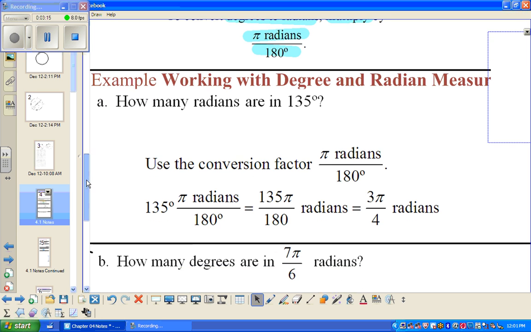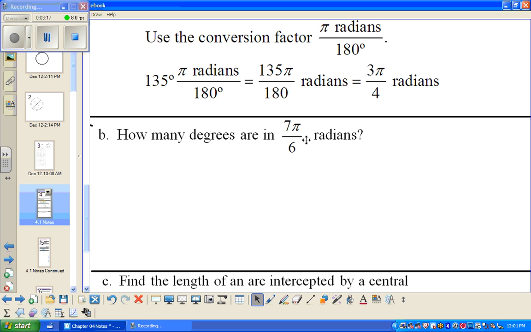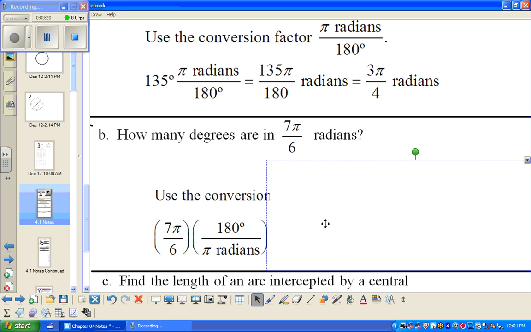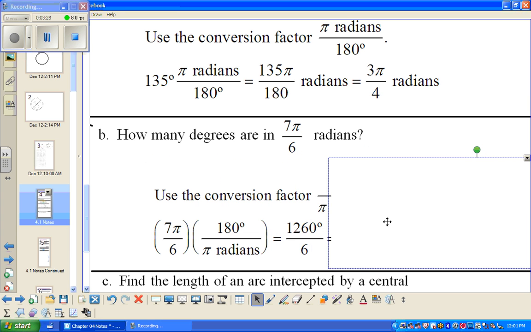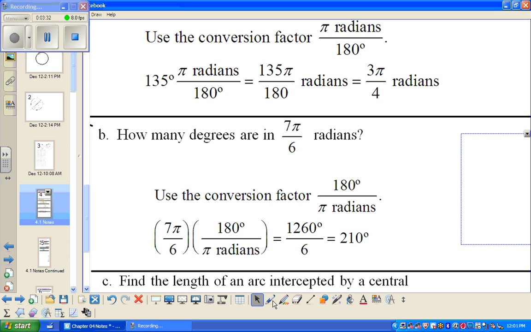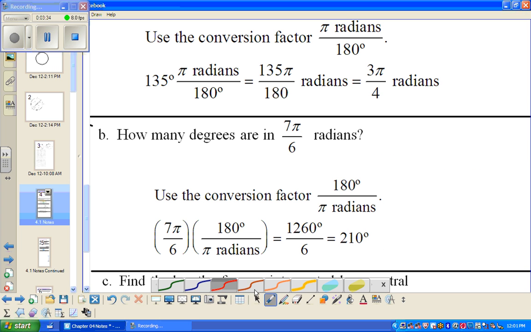If I wanted to go the other way, how many degrees are in 7 pi over 6 radians? Well, then I'm multiplying by 180 over pi. And again, you would simplify your fraction. Notice, which is the usual case, the pi's cancel out, and you just have simple arithmetic to find your final answer.